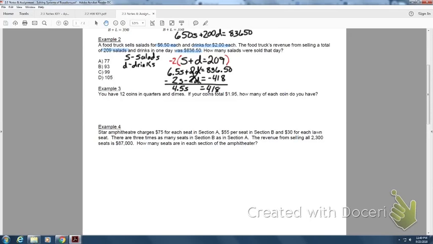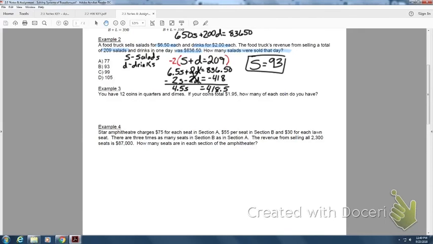equals 418.5, I believe. So let me double check that. Is it right? Okay. Then somebody tell me what 418.5 divided by 4.5 is. How many salads is that going to give me? 93. Do I need to solve for the number of drinks? No. Why not? Because it didn't ask for it. Just asks for the number of salads.